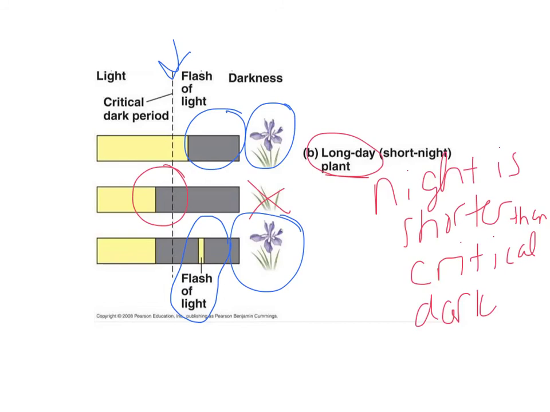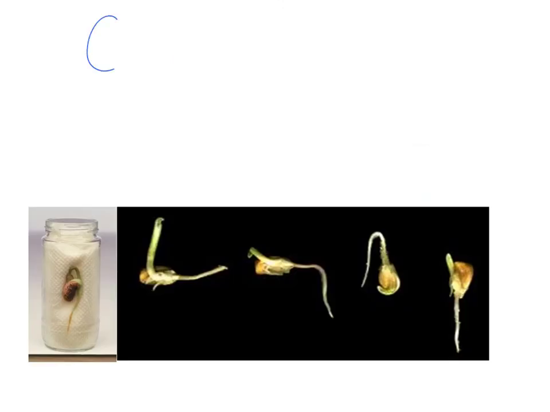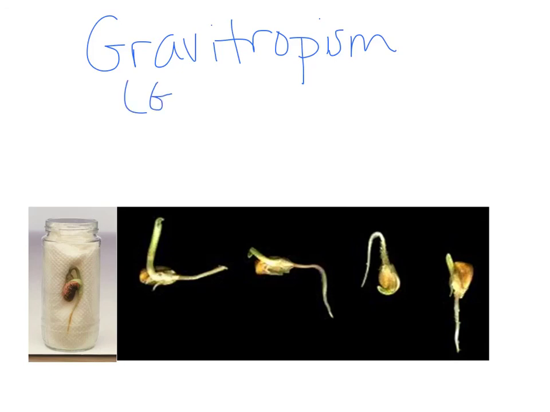And so these are things that will bloom in the spring, early summertime, when the days are getting longer and the nights are getting a little bit shorter. Things like spinach, radishes, lettuce. Okay, and my next one here is called gravitropism. Okay, and so remember, tropism is my response, so this is going to be my response to gravity. Okay, it's also sometimes called geotropism. Okay, geotropism, gravitropism, same thing.